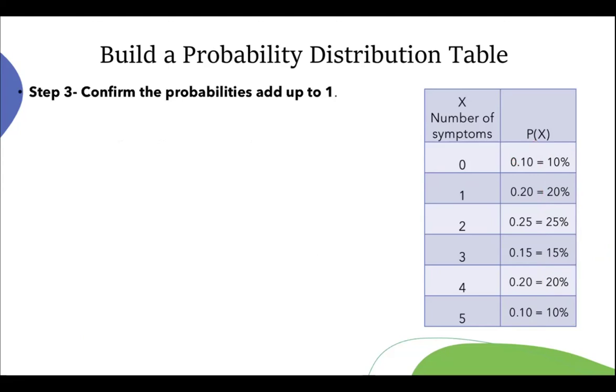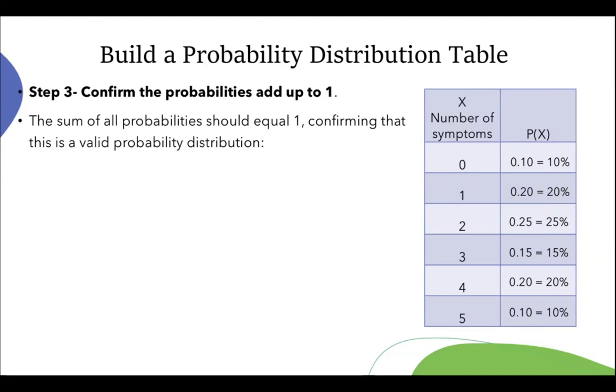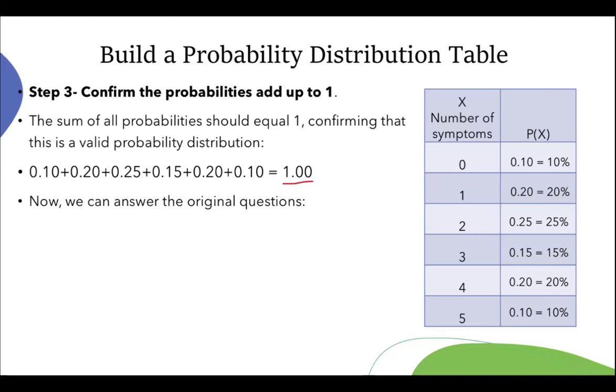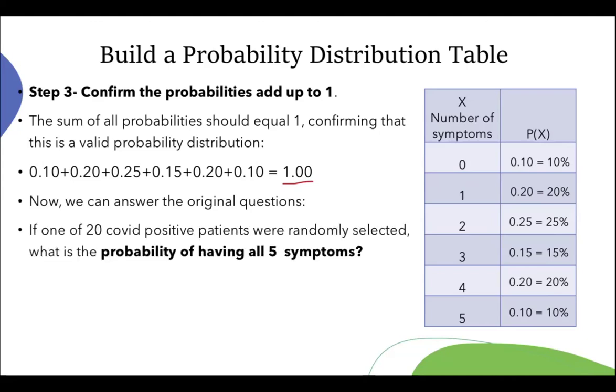Okay, so like I just said, we want to confirm that our probabilities add up to 1. So summing all those values up, if we sum up the decimal versions, they'll equal 1. If we sum up the percentages, they'll equal 100%. So let's go back to some original questions that I presented to you, but use this table to answer them. So if 1 of 20 COVID patients were randomly selected from the 20, what's the probability of having all 5 symptoms? Now, we hypothesized that that would be a value closer to 0 than it was to 1, and it turns out we were right.